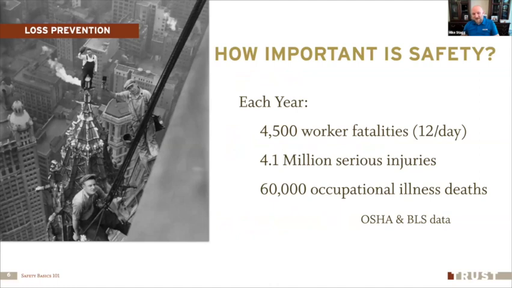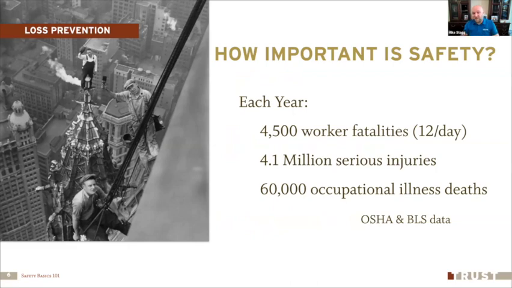So just some statistics for you. Each year there are about 4,500 worker fatalities. That works out to about 12 fatalities per day in our workplaces. There are also 4.1 million serious injuries and about 60,000 occupational illness deaths. As we look at this, we can see how important it is. 4,500 worker fatalities per year, 12 per day. We don't want to be one of these statistics.